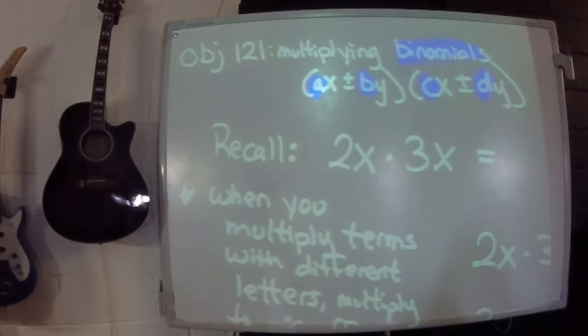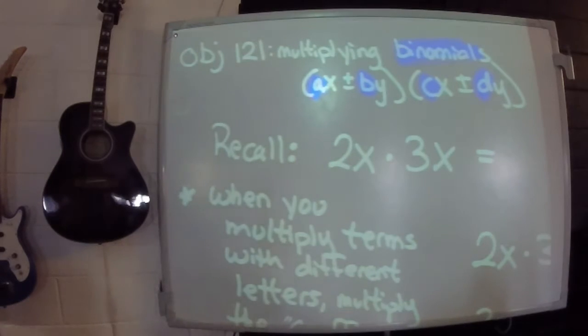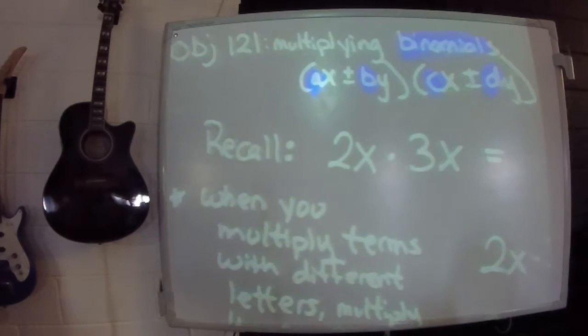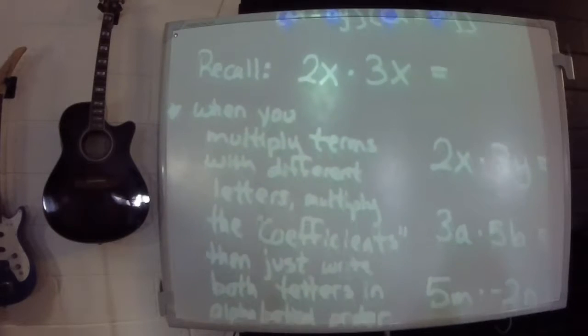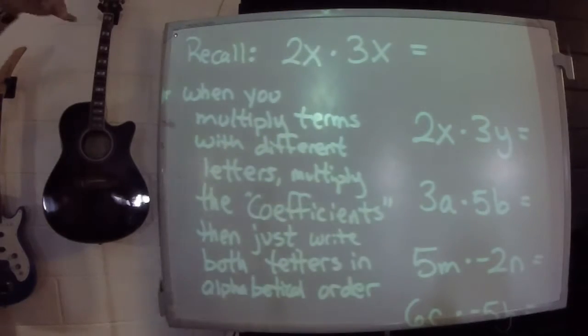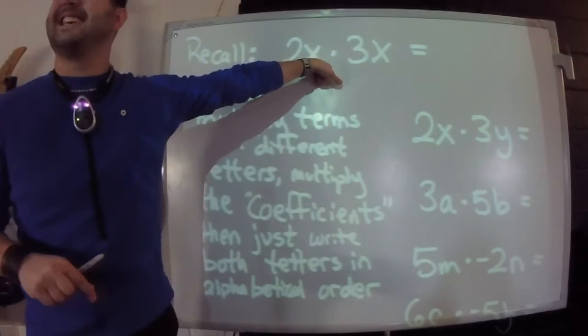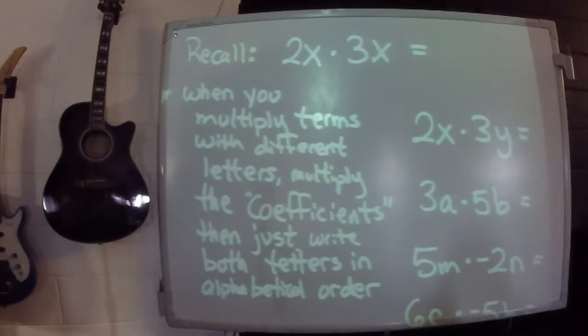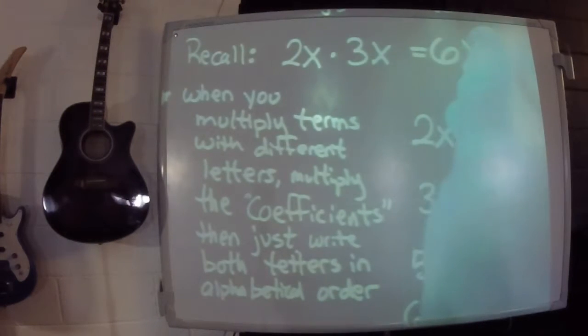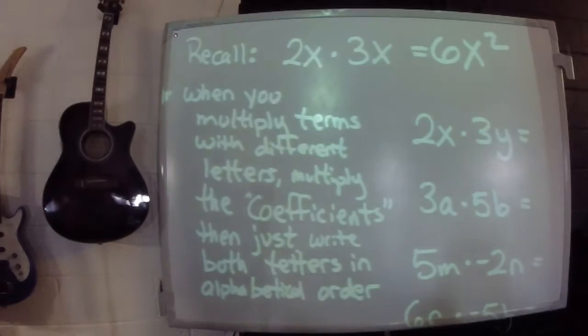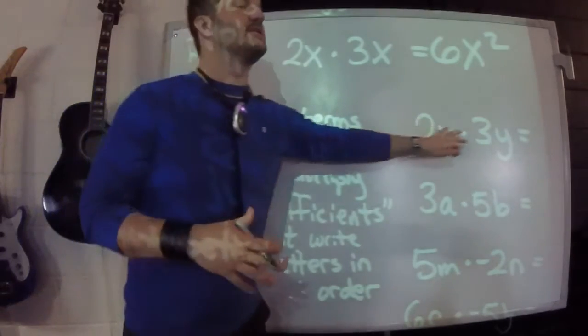You know how to multiply an x and an x. If you multiply an x and x, what do you get? X squared. But how do we multiply an x times a y? Just like you said, if you multiply these two pieces, 2x and 3x, multiply the big guys, that makes 6, but then you have x squared. So multiplying x's makes x squared. What do we do when you multiply an x with a y?